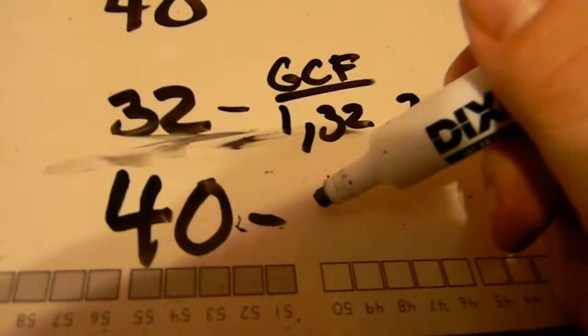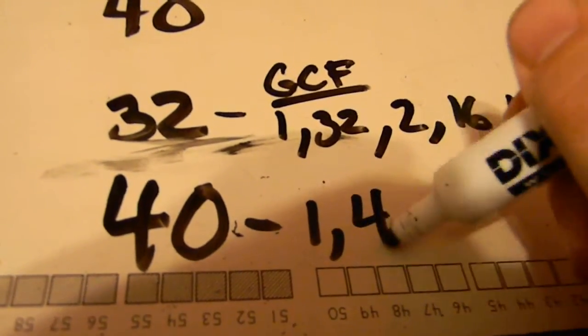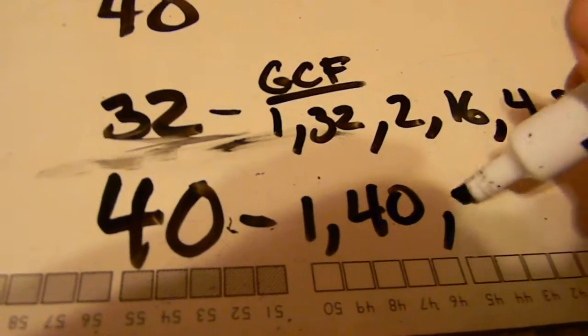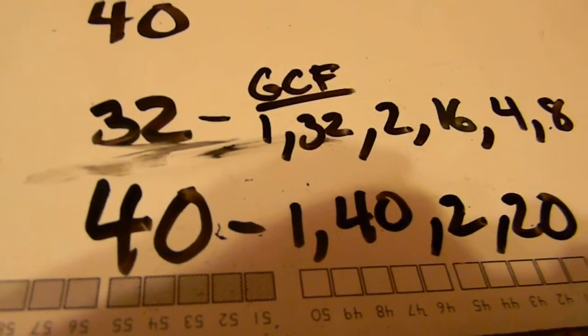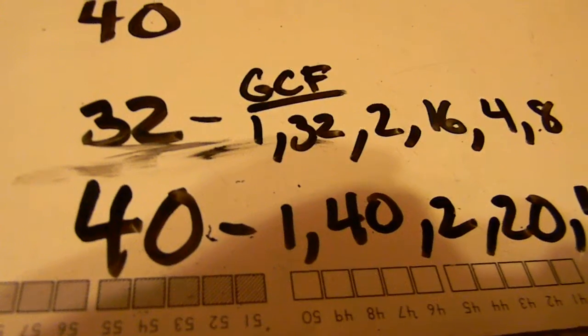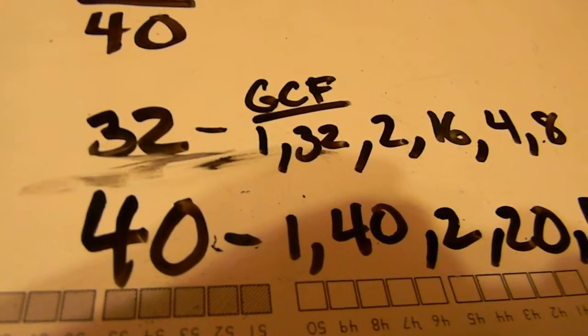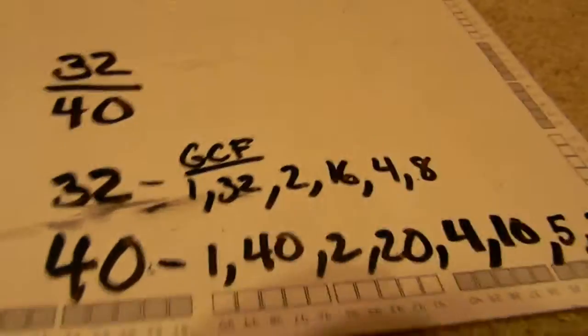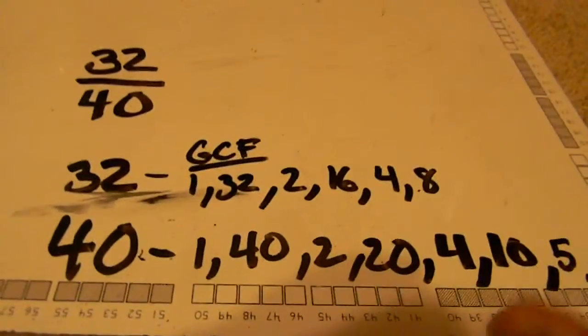And then I'm going to do the same thing for 40. So I'm going to say, all right, I know there's 1 and 40. I know there's 2 and 20. I know there's 4 and 10. And I know that there's 5 and 8. I'm kind of writing off the screen there.